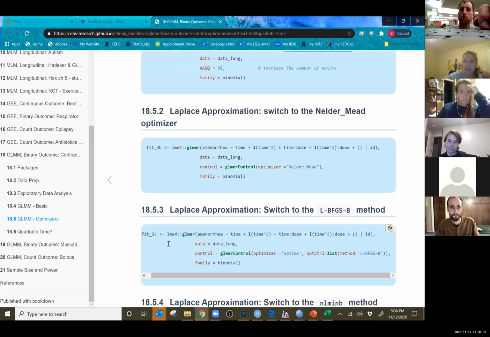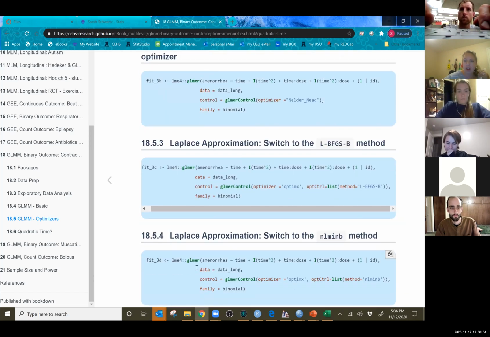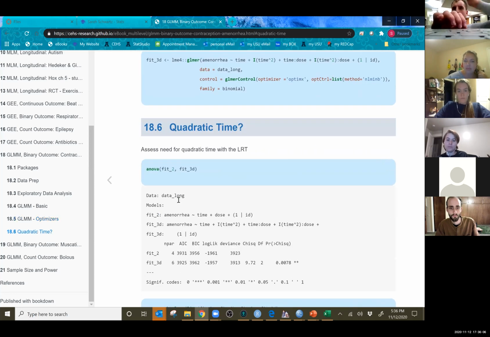3B is the same thing, 3C. These are the same model, just fit with different optimizers, all these 3A, B, C, D. So I can do a likelihood ratio test. Model 2 was our best so far. Now we're going to do model 3. Uh-oh, what do we see?